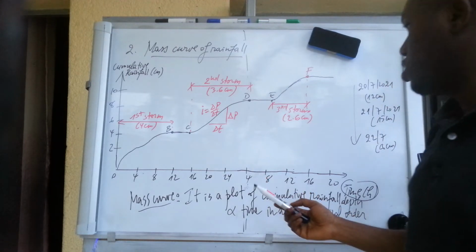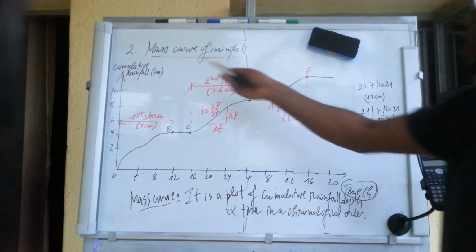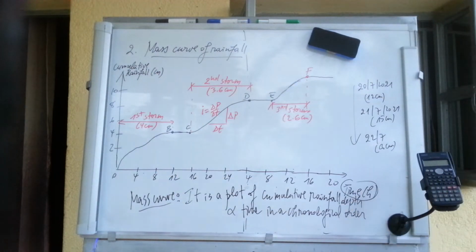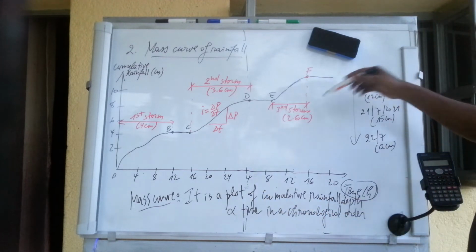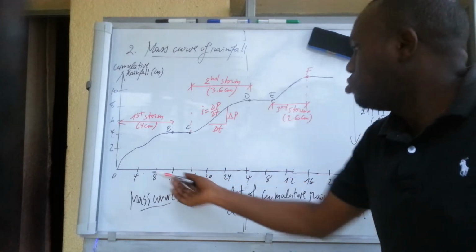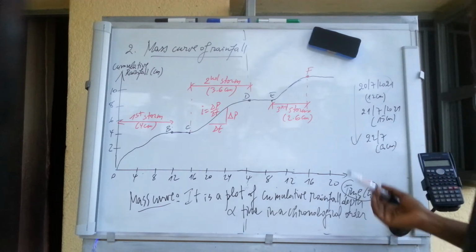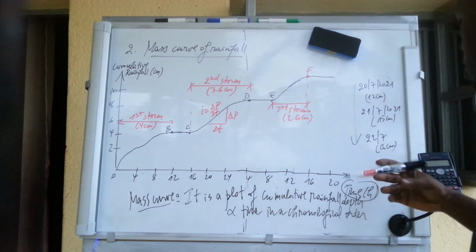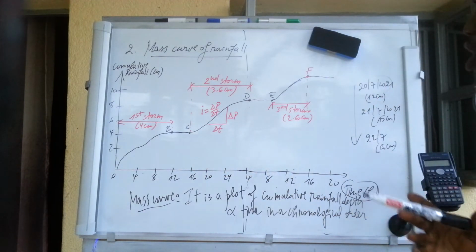So this is the chronological order. So meaning that the mass curve is a graphical representation of cumulative rainfall against time in a chronological order, starting with the old period or the old date to the new date, to the current date. So how do we plot this? Let's see now how do we plot this.